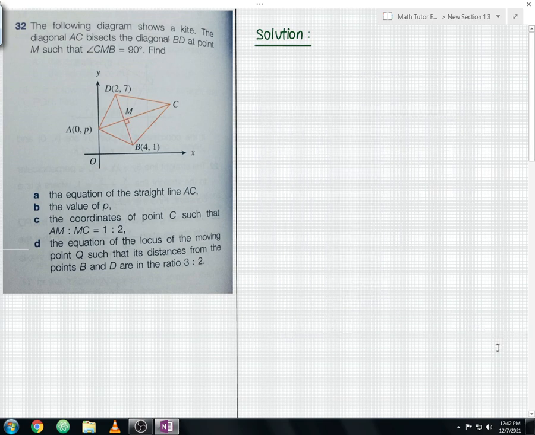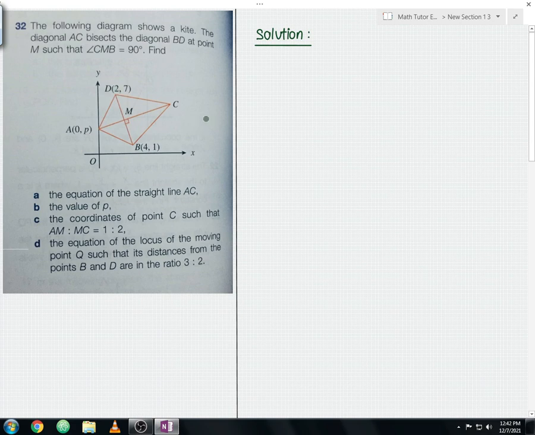Let us begin our discussion for question part A, where we are required to find the equation of the straight line AC. As you can see here, this is the coordinate of A, but we don't know the Y coordinate value, but we do know that A represents the Y intercept. The second thing is we do not know the gradient of the straight line AC. However, we do know that the straight line AC and straight line DB are perpendicular to each other.